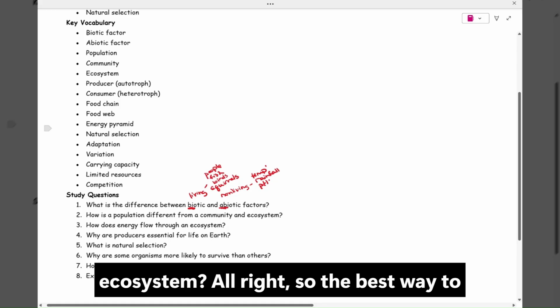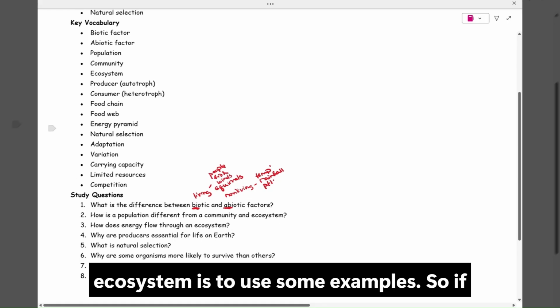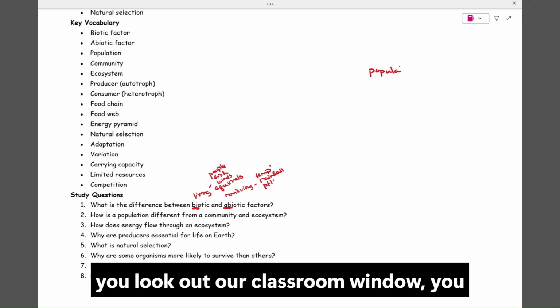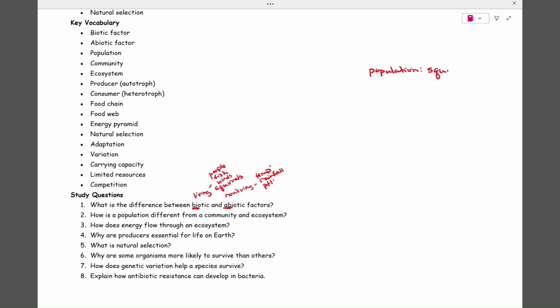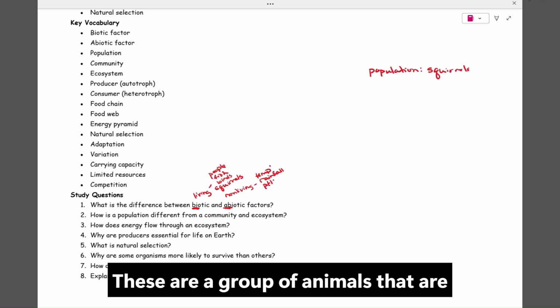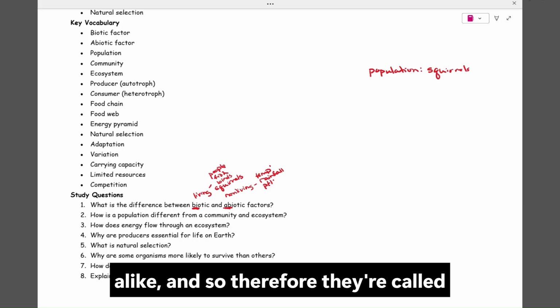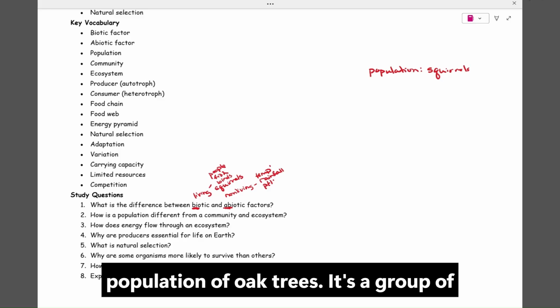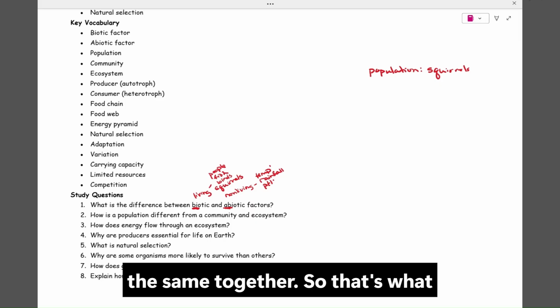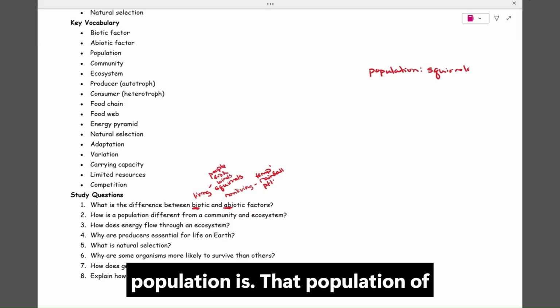All right, so the best way to describe population, community, and ecosystem is to use some examples. So if you look out our classroom window, you will see a population of squirrels. These are a group of animals that are alike, and so therefore they're called a population. You can also see a population of oak trees. It's a group of the same together. All right, so that's what population is.